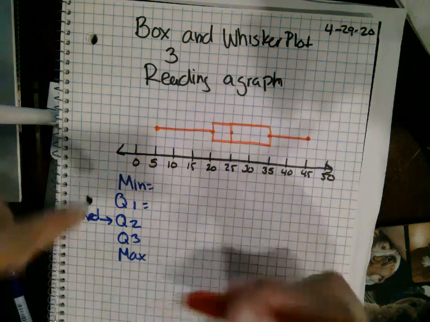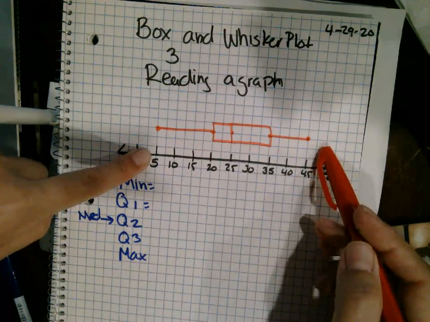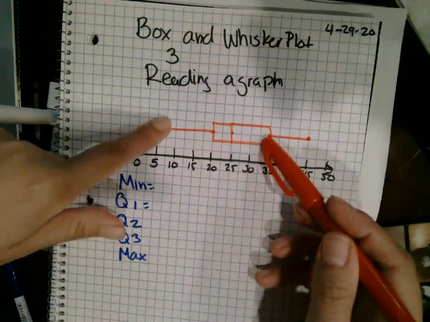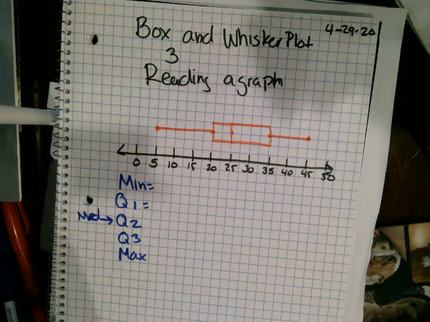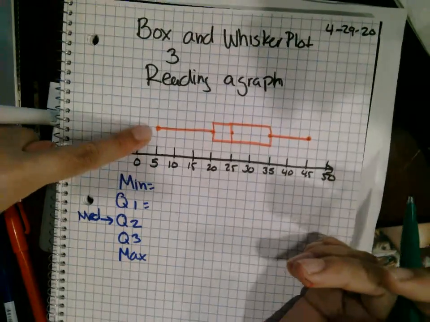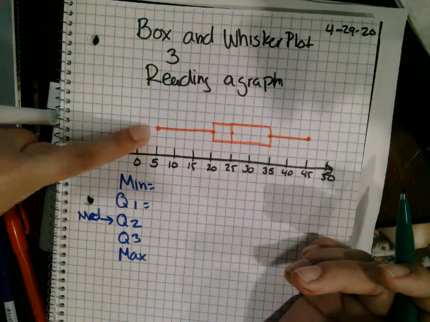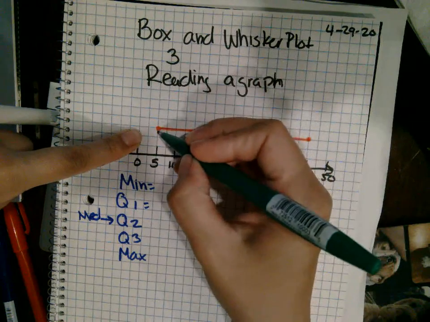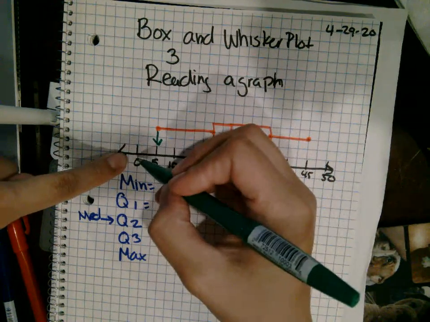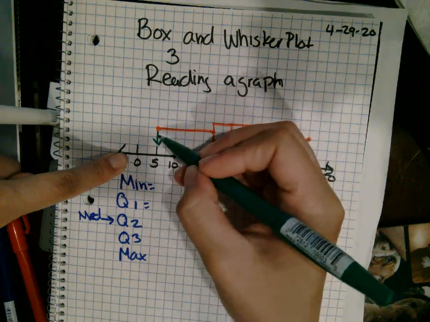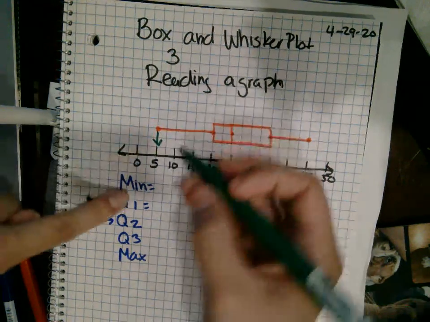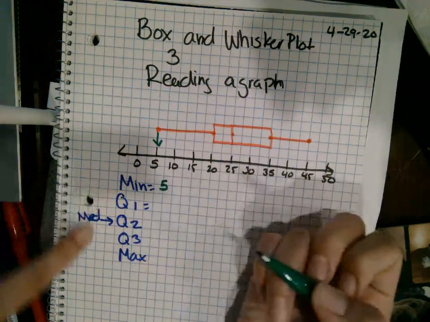Okay, so if this is in order, these are in order too. So it's awesome. This is in order and this is in order. So the minimum is your first dot. So the minimum is your smallest number. Here, our smallest number. So we look straight down where that dot is. Not where the number line starts, but the first dot. The first dot is right on top of the 5. That makes the minimum 5.